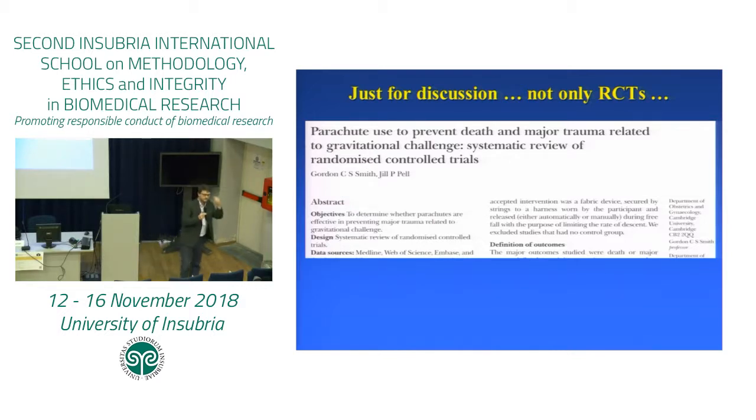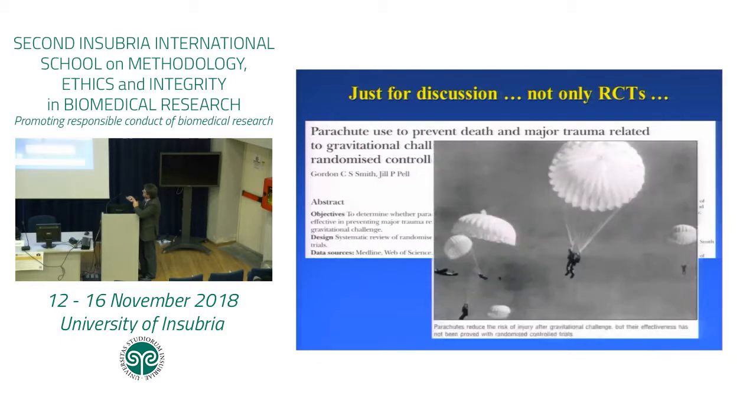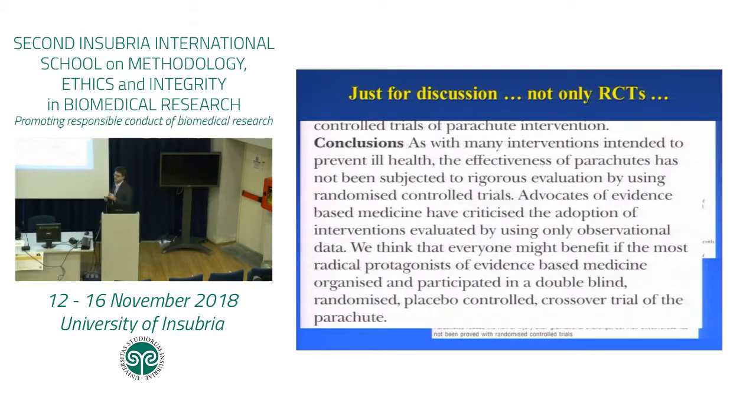That's a wonderful systematic review published in the BMJ, in which there is a PICO question: does parachute use prevent major trauma related to gravitational challenge? And they were astonished because no randomized controlled trial had been published on that. And they said, what to do now? We have to do a randomized controlled trial because it has not been subject to rigorous evaluation using randomized controlled trials.